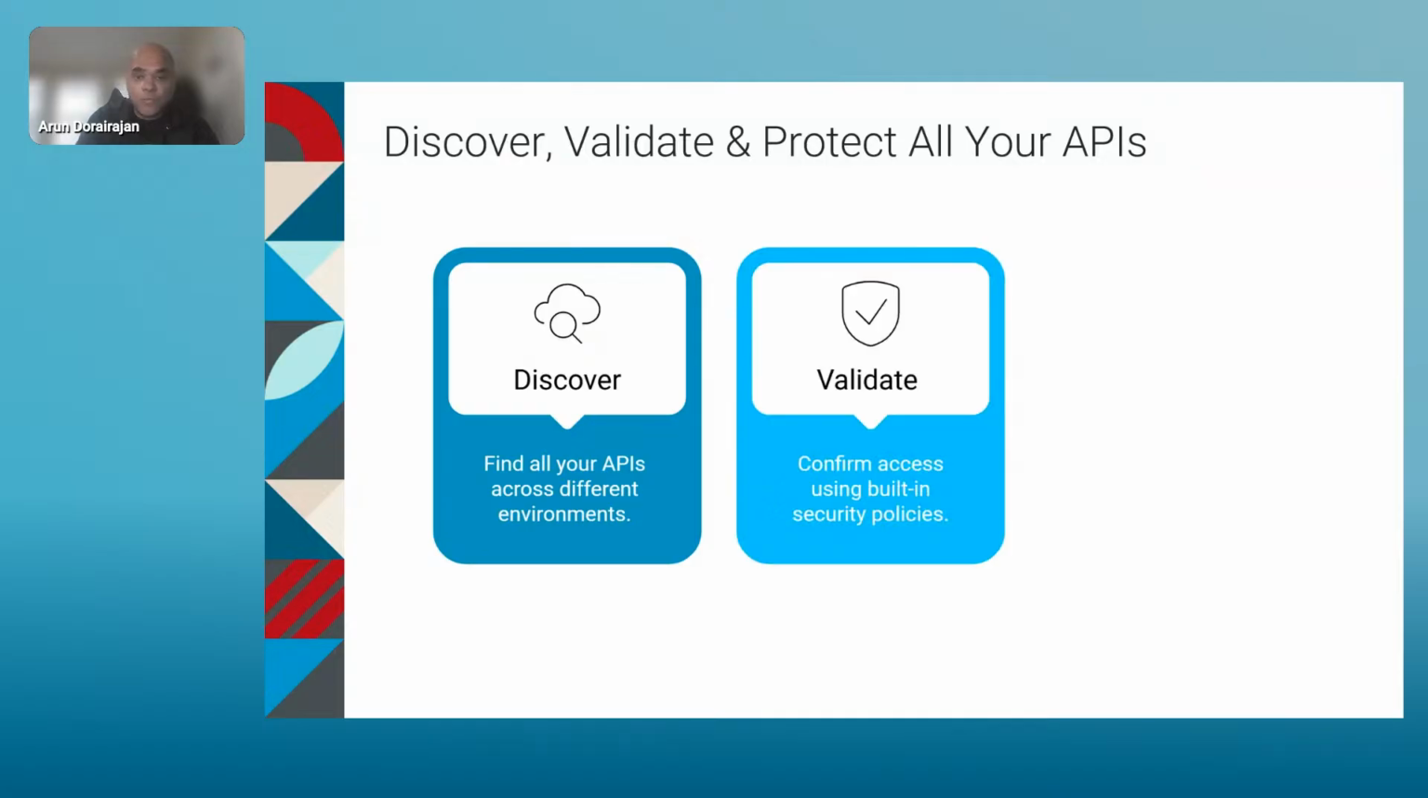Then we move on to Validate. Once discovered, you need to ensure that these APIs are really meant to be where they are supposed to be. Maybe they need to be discarded. Maybe they need to be removed. But if not, we need to add centralized policies like OAuth2, schema validation, rate limiting, access throttling, and apply them on a consistent basis, regardless of where the API is hosted.